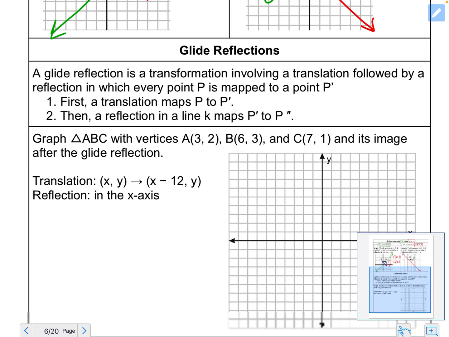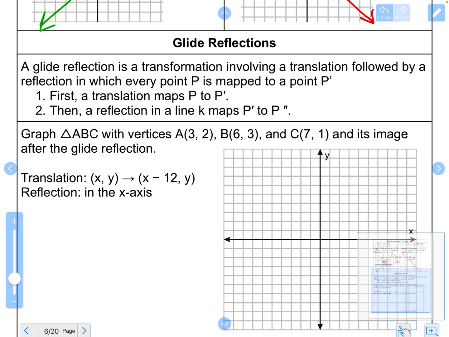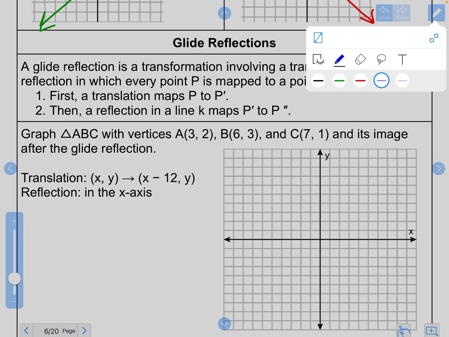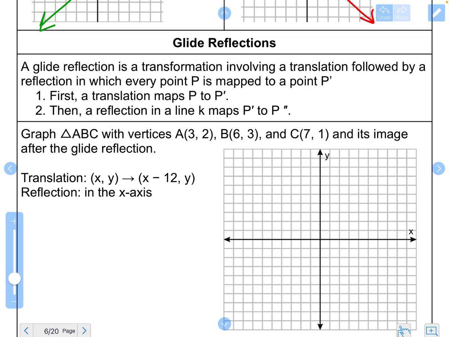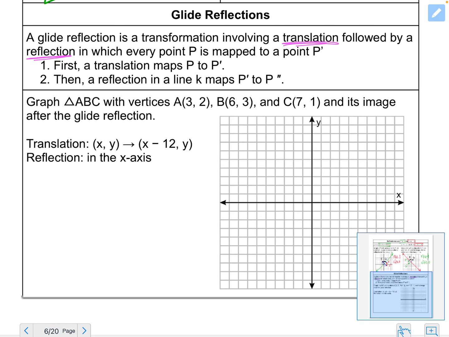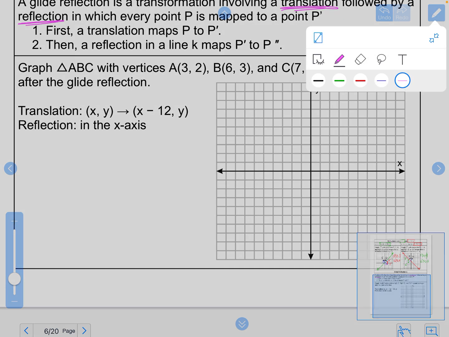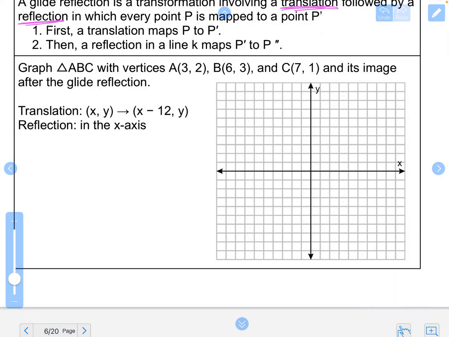And so when we talked about translations, we talked about composite translations. Here we're going to talk about glide reflections. A glide reflection is a translation, then a reflection. So first we're going to translate it, then we're going to reflect it based on the rules we're given. So we're going to start with a triangle ABC: 1, 2, 3, 1, 2, 2, 3, 4, 5, 6, 1, 2, 3, and then 7, 1. So A, B, C.